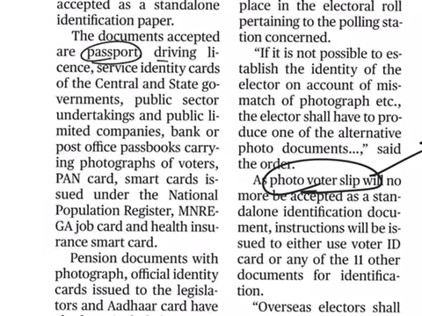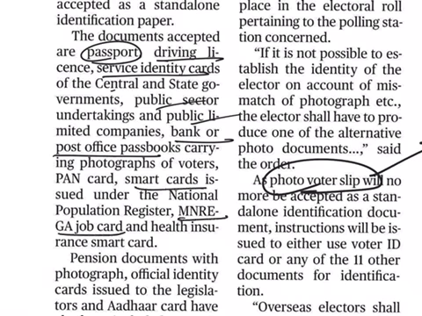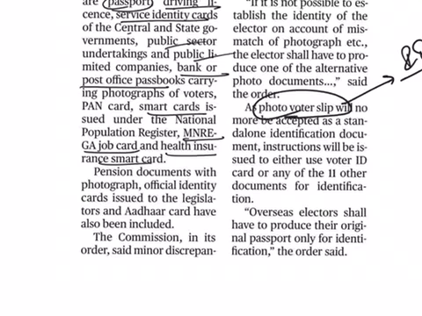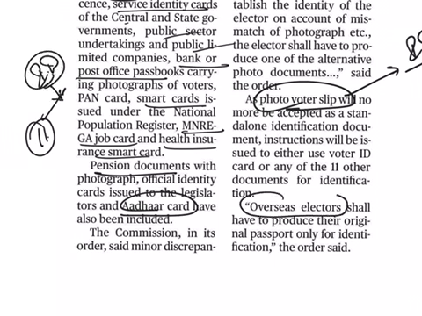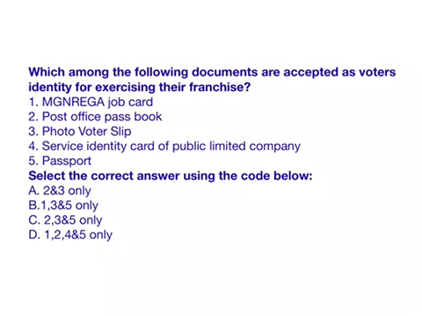Like we can use our passport, driving license, service ID cards of central and state governments, PSUs and public limited companies, bank or post office passbooks, smart cards, the MGNREGA job card, health insurance card, even pension documents and Aadhar card. All these 11 documents can be shown as an ID proof while voting. And when it comes to the overseas electors, they can use their passport for the ID proof. Now try to answer this question. Which among the following documents are accepted as voters' identity for exercising their franchise?